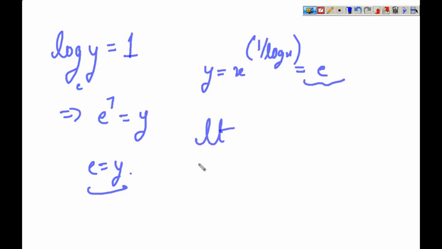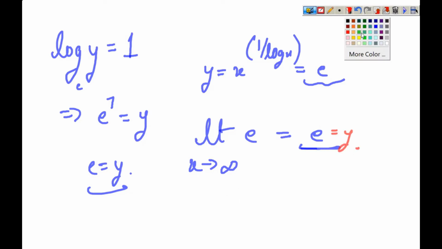If I apply the limit when x approaches infinity to e, it will be the same. It will remain as e, because e is equal to y. So the limit of this function is e.